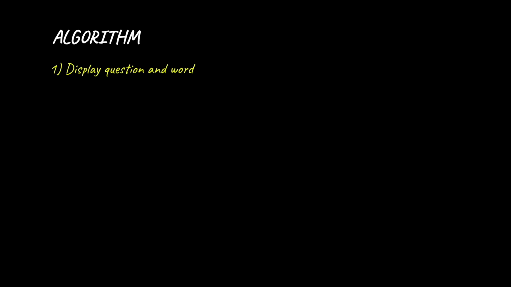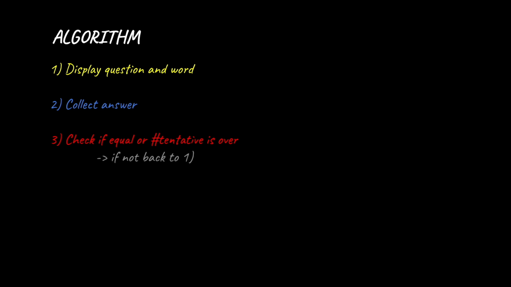Before jumping straight into coding, let's go to the board and make sure that we fully understand how the program is gonna work. As step 1, we're gonna display the question and an underscore for each character in the answer. Next, we're gonna collect the user answer. And step 3, we're gonna check first if the answer is the right one, and second, how many tentatives are left for the user. If the answer is wrong and the user still has some shots, then we're gonna go back to step number 1. However, if that is not the case, we're gonna move ahead with step number 4.